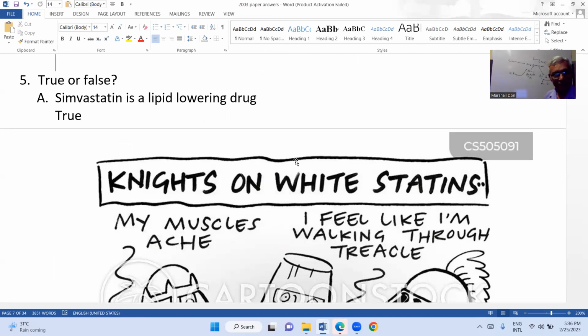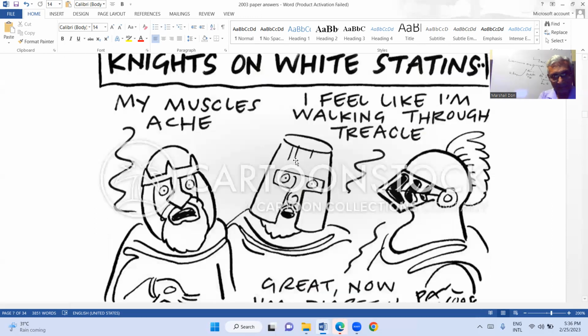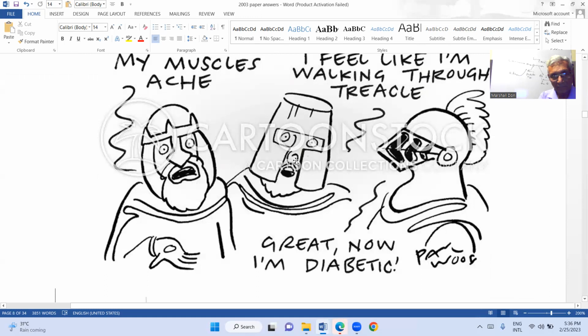True or false? Simvastatin is a lipid lowering drug. It is true. Simvastatin reduces the blood cholesterol. See the side effects. You can get muscle aches. With long time use, you can get diabetes. So you can get muscle weakness.